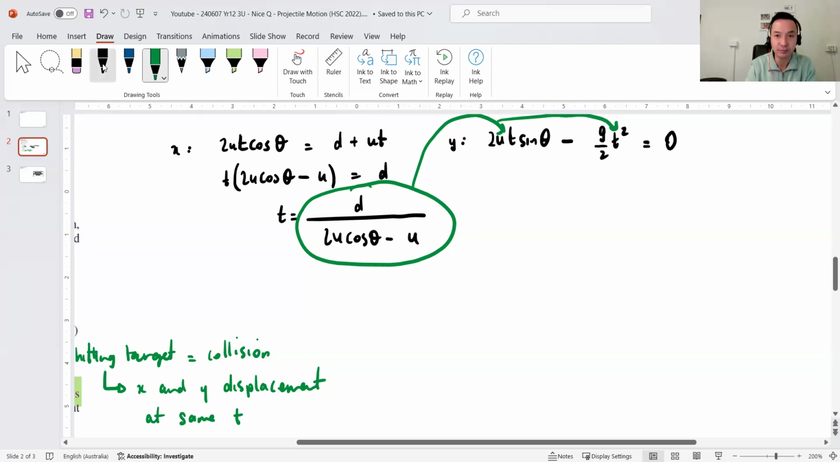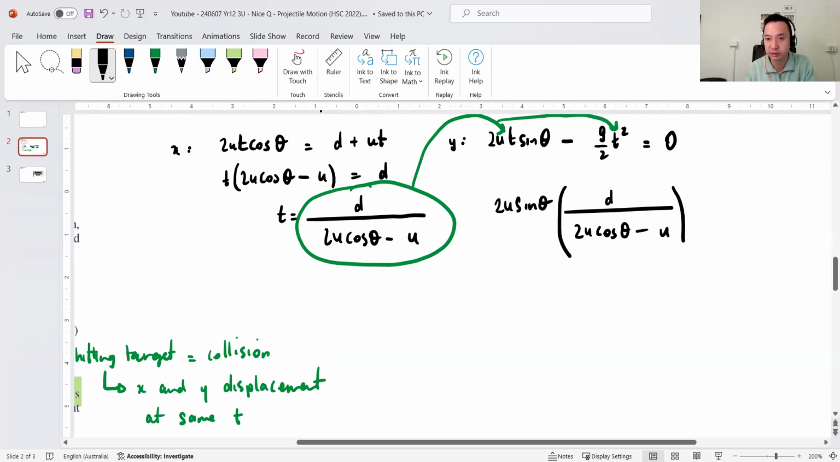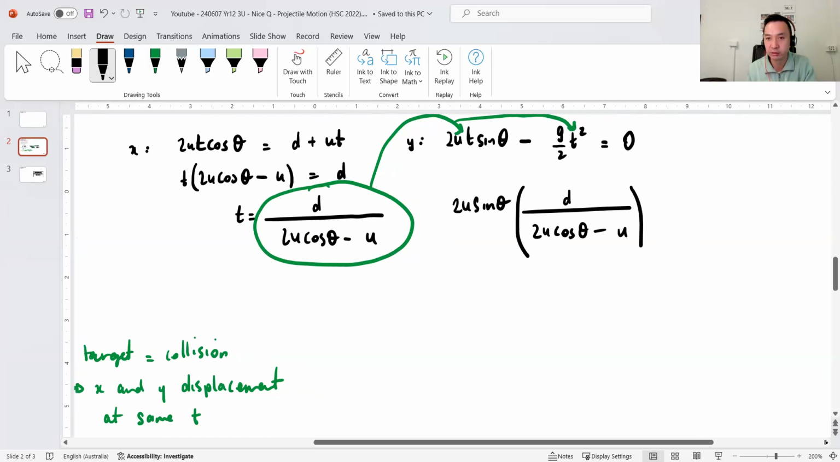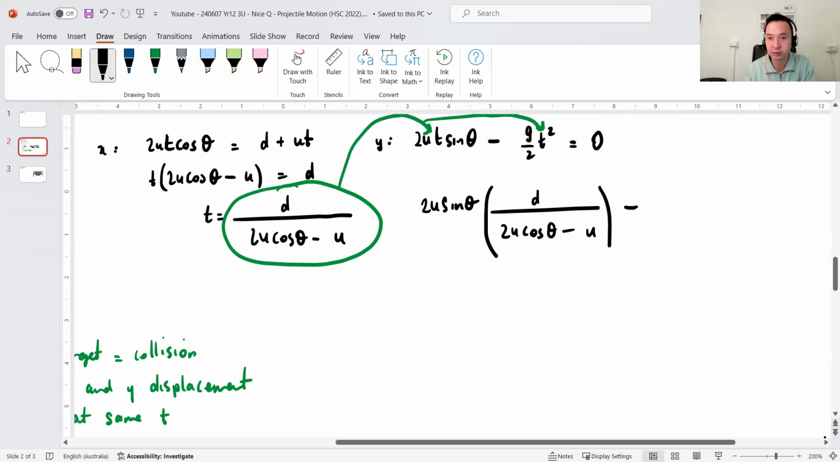So let's see. I get 2u sine theta multiplied by d over 2u cos theta minus u. Ooh, this looks nasty, guys. This looks really nasty. So minus g on 2. Now, let me just check that the algebra is right. Sub that into 3. Yeah, feels right.